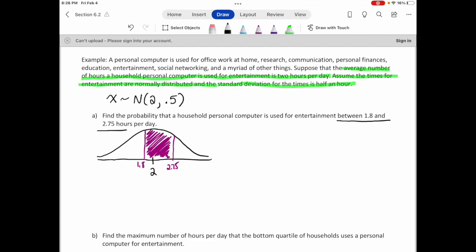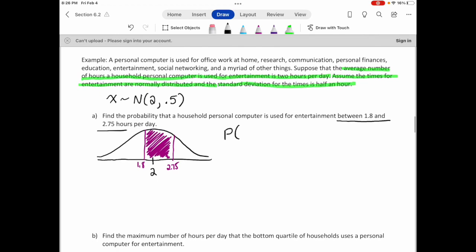Now you can use the tables for this. My preference is to use the calculator. Since I walked you through how to use the tables in the previous example and all those different parts, I'm going to now stick to just using the calculator method. But feel free to use the tables if you'd like. Just make sure it checks out with my answer.